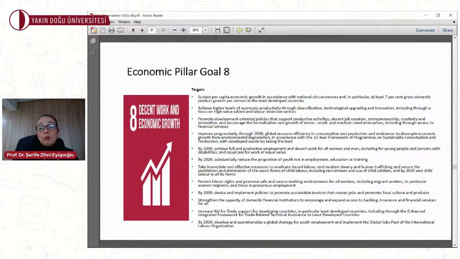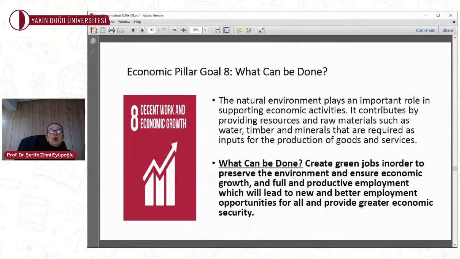Achieve higher levels of economic productivity through diversification, technological upgrading and innovation, including through a focus on high value added and labor intensive sectors. Promote development-oriented policies that support productive activities, decent job creation, entrepreneurship, creativity and innovation, and encourage the formalization and growth of micro, small, and medium-sized enterprises, including through access to financial services. Okay, what can be done?